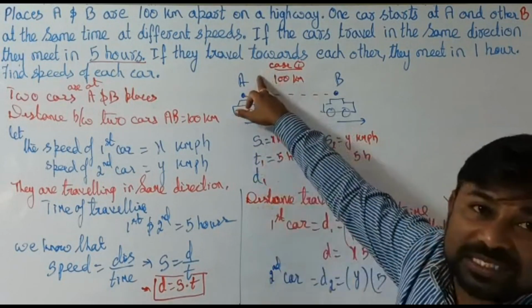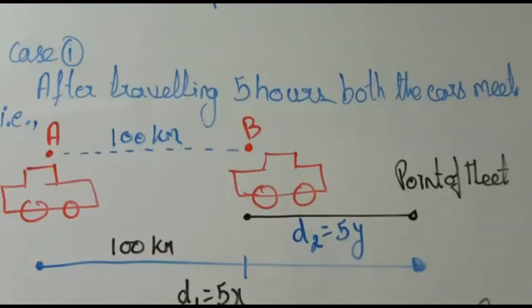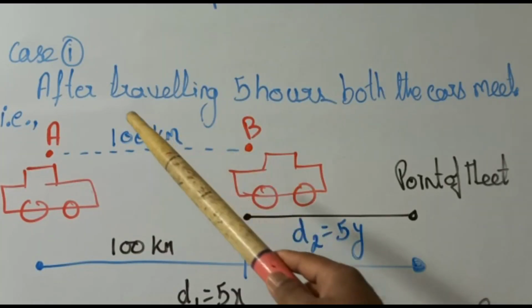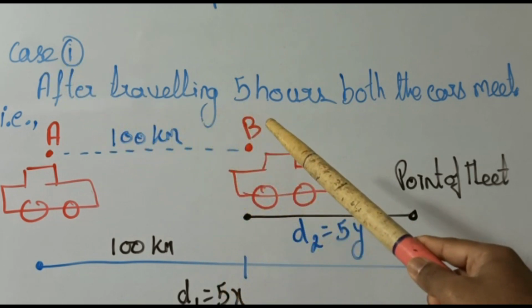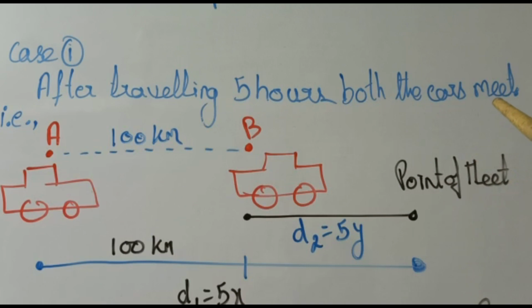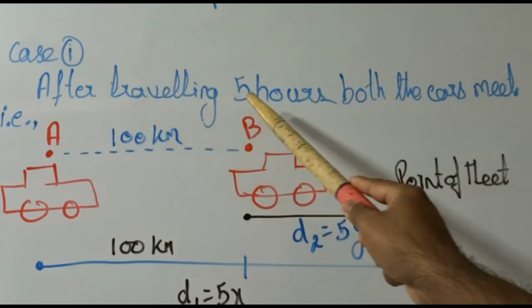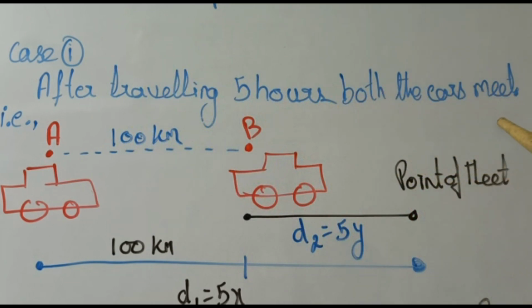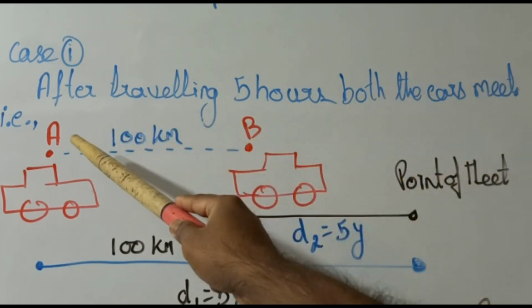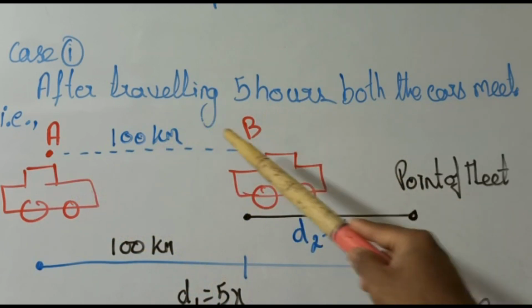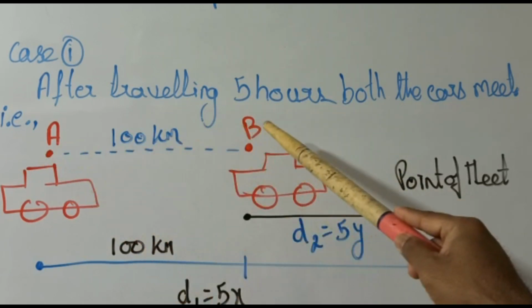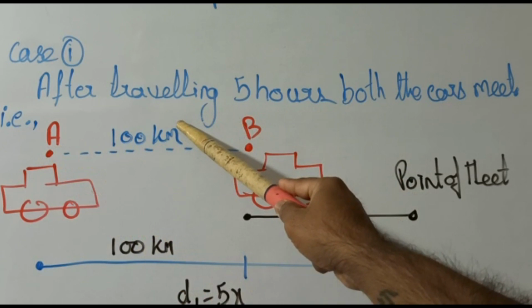So we are dealing with case 1. Hello guys, look at the first case given in the question. Case 1: after traveling 5 hours, both the cars meet. That is the point he has given. I repeat, after traveling 5 hours, both the cars meet. If you assume car A at one place and car B at another place, the distance between the two cars is 100 kilometers.